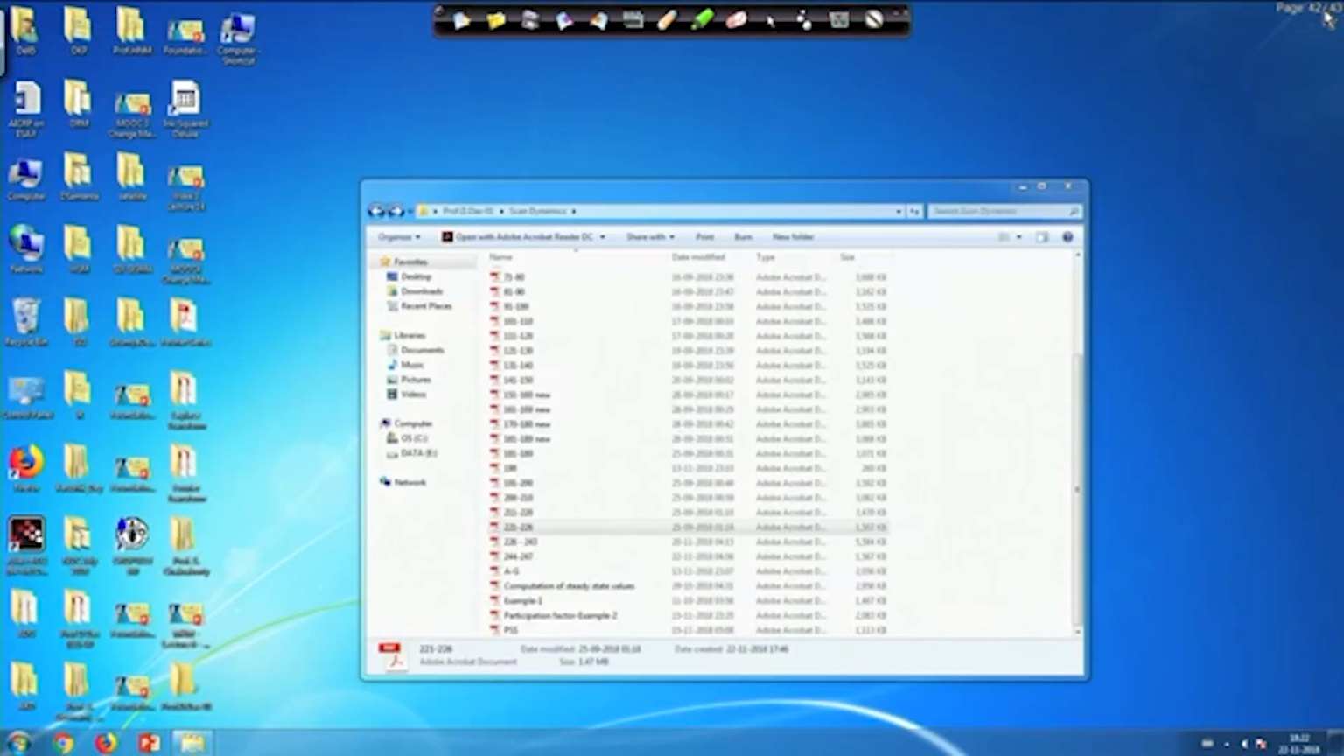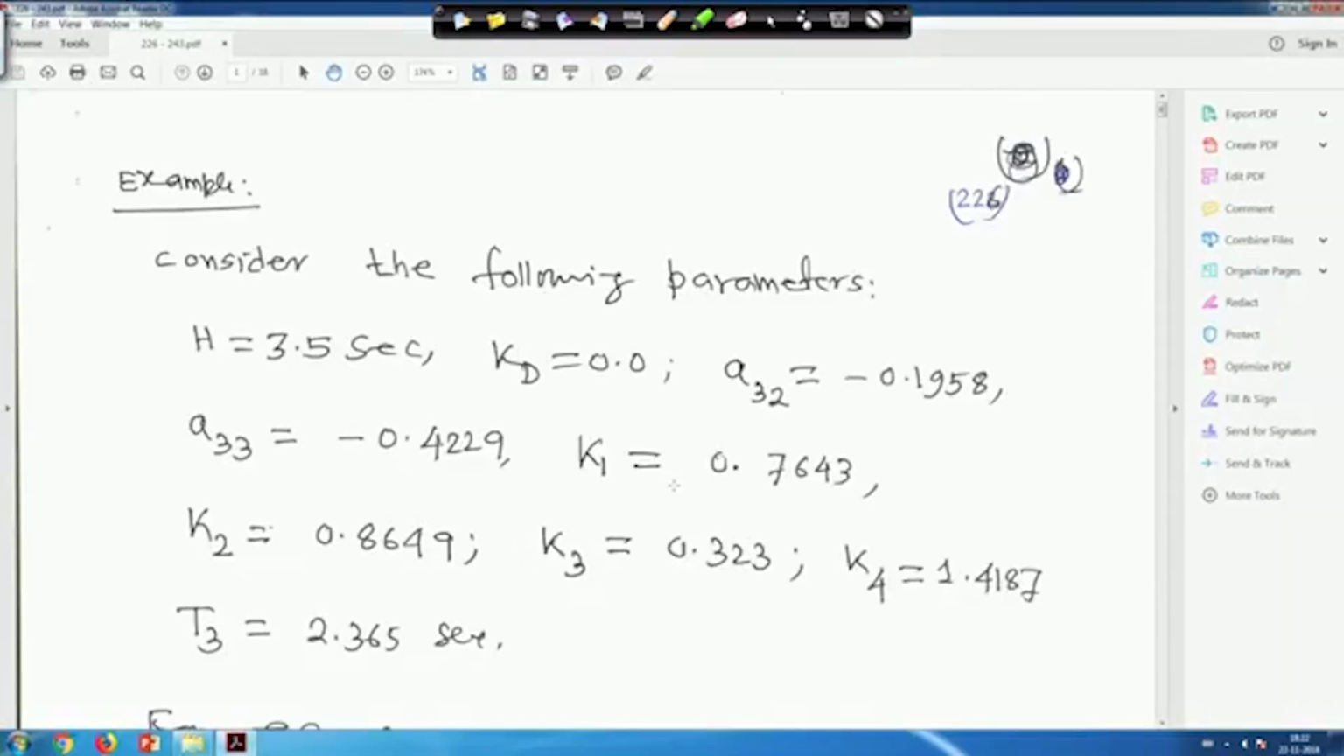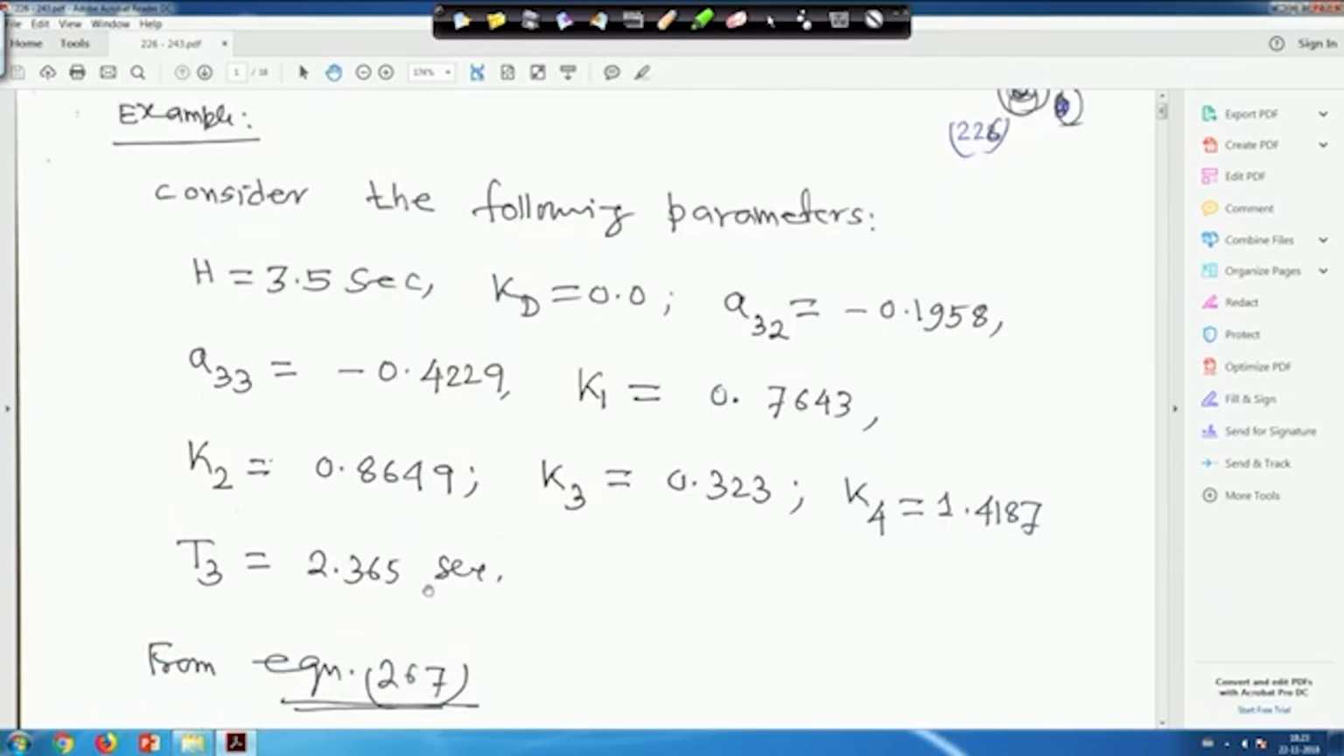Next we will again come to the participation factor, with one example. Consider the following parameters. H is equal to 3.5 seconds, Kd damping coefficient is taken as 0.0, and A32 is given as minus 0.1958, A33 is minus 0.4229, K1 is 0.7643, K2 is 0.8649, K3 is 0.323 and K4 is 1.4187, and T3 is 2.365 seconds.